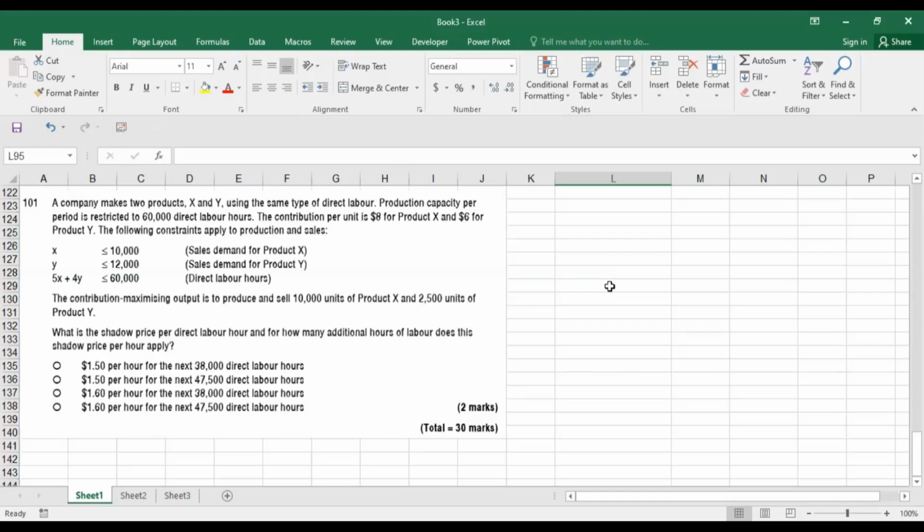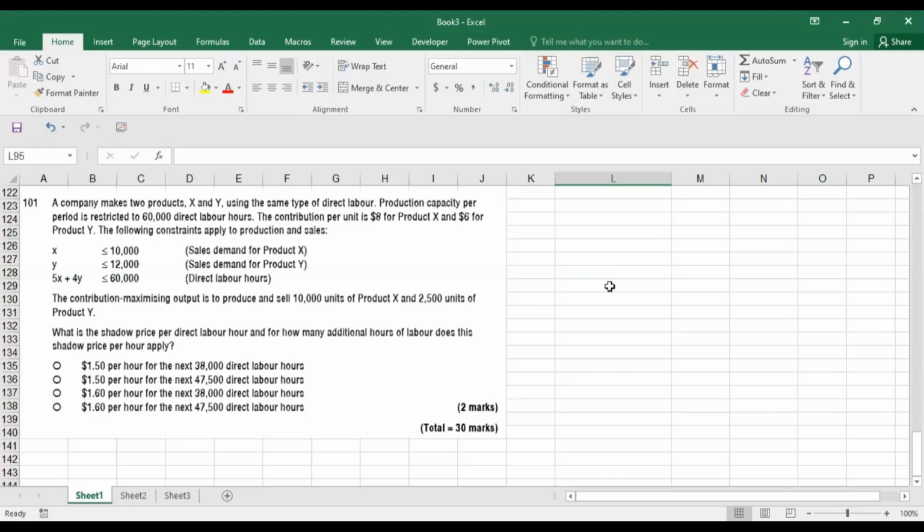I'm sure that you have seen the linear programming lecture and linear programming video. X is less than 10,000. X is your sales demand for product X, so product X total demand is 10,000 units or less. Product Y demand is 12,000 units or less. And then direct labor hours: 5X plus 4Y is less than or equal to 60,000.